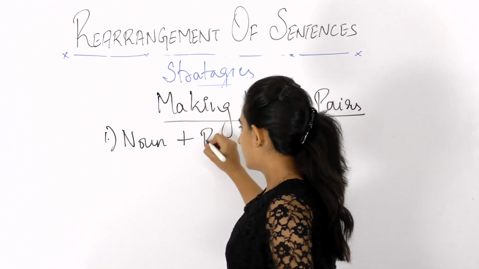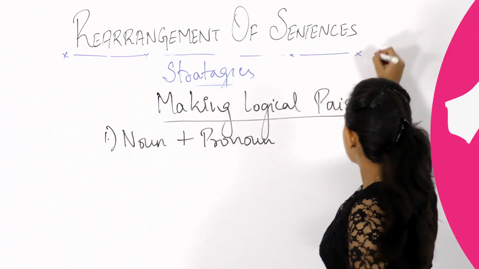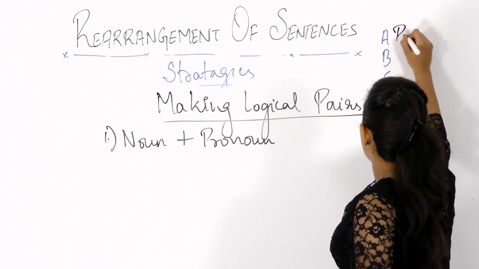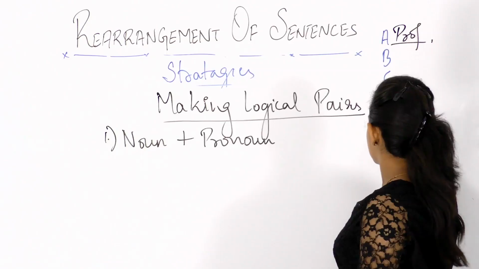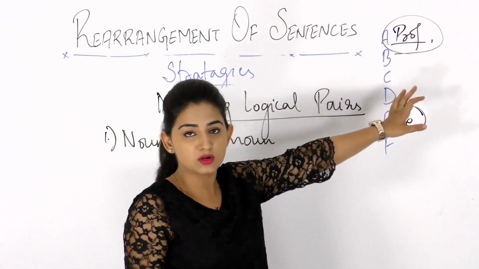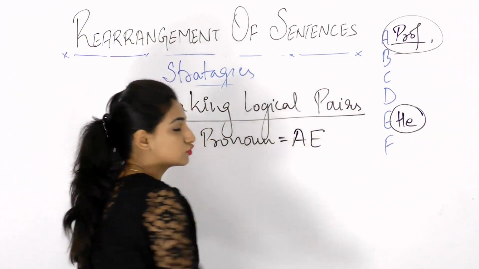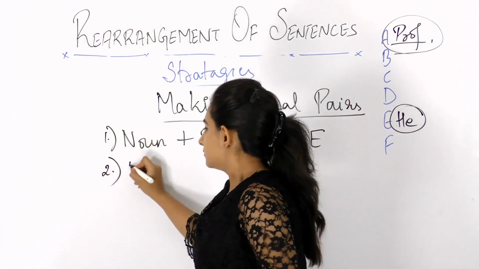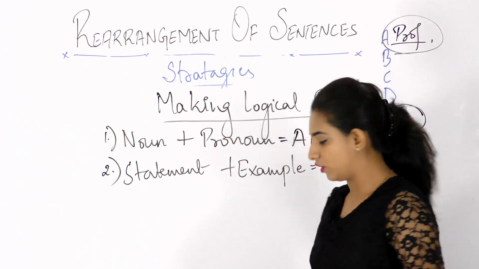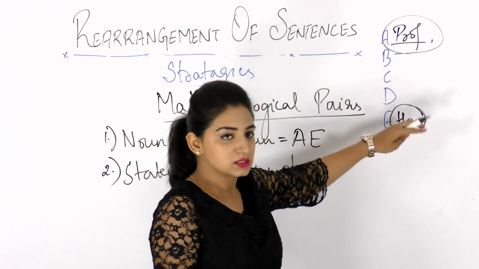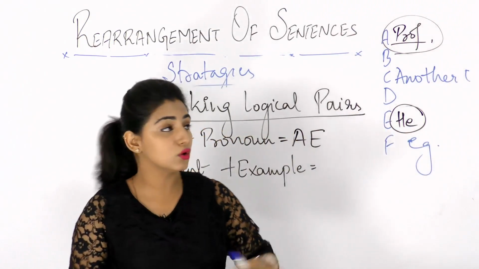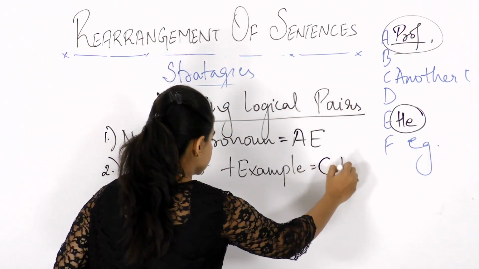If we have a noun and a pronoun, place them together. For example, suppose we have 6 sentences given: A, B, C, D, E and F. Now in sentence A, we have Professor 1, and in sentence E someone speaking something and he is related to Professor 1. We very well know here he is indicating Professor 1 only. So you know that we will place A and E together. Next rule says if we have a statement and an example given, what will we do? We will place them together. For example, if we have another professor given here and his example given in F, we very well know C will be placed with F. So we will place C and F together.